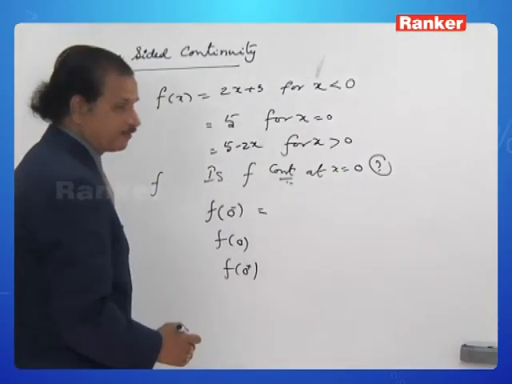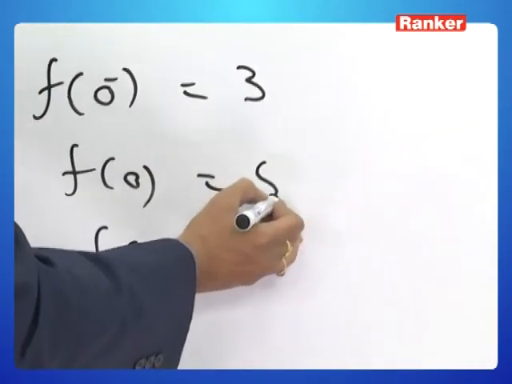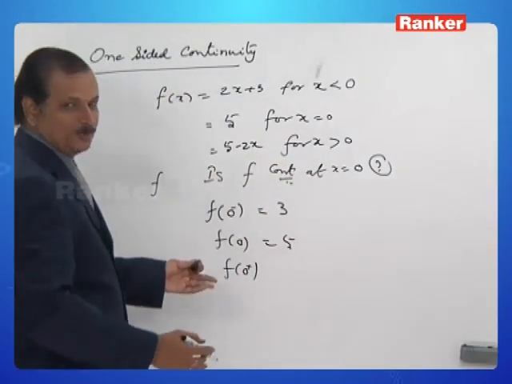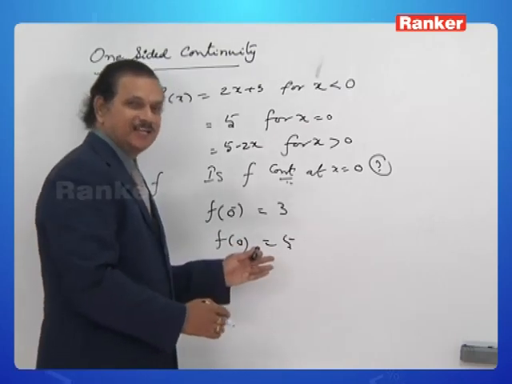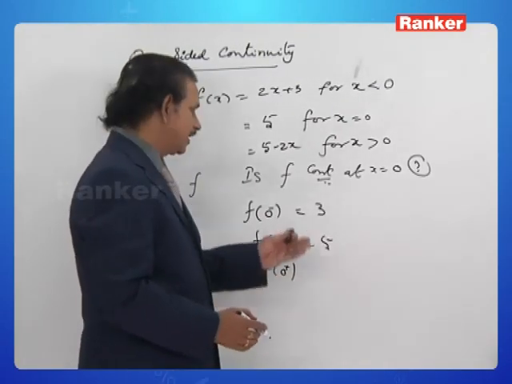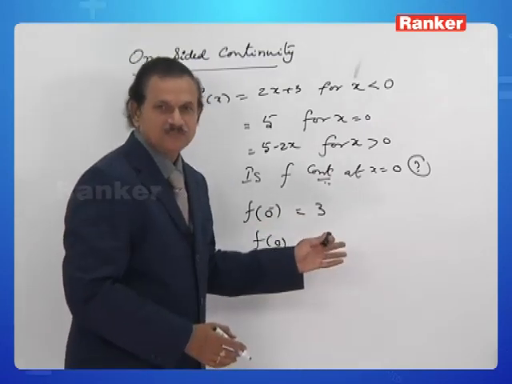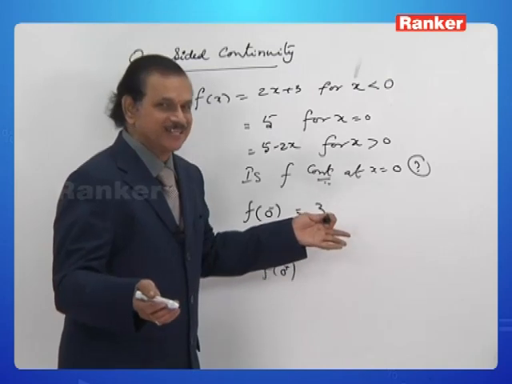What is f of 0 from left? 2 times 0 is 0, 0 plus 3 is 3. f of 0 is 5. Here itself we say that the function is not continuous at x equal to 0. In particular, f is not continuous from left. It is not possessing left continuity.